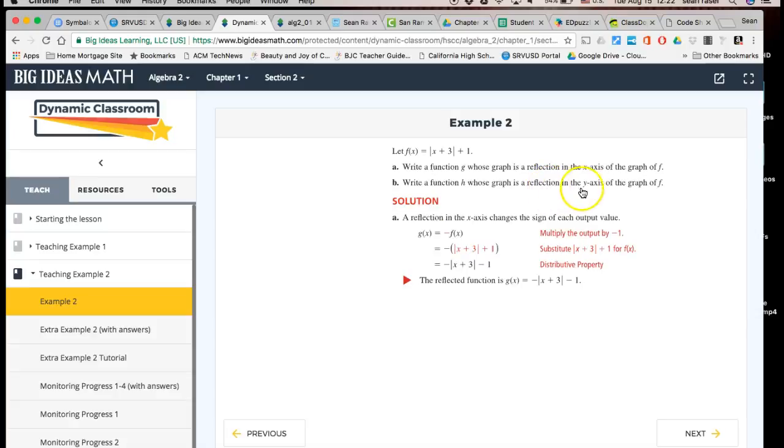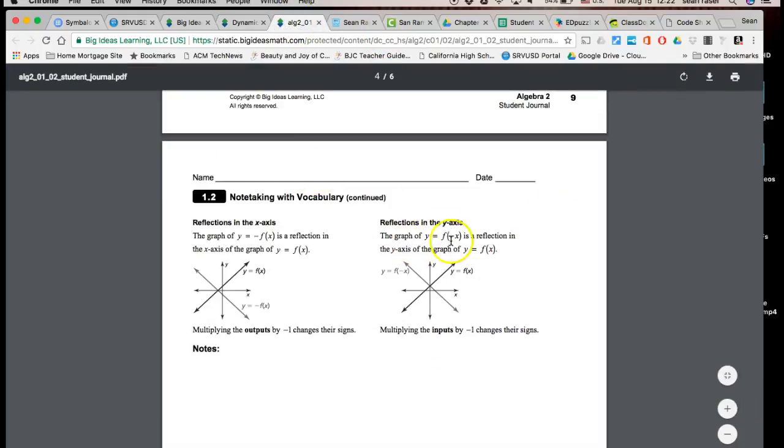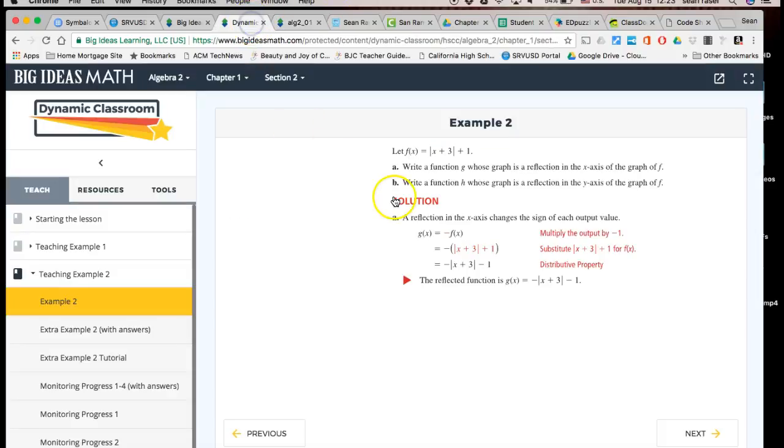Now, let's look at a y-axis reflection. Again, let's look at our rules right here. We want to just make our input negative. So remember, if we look back at our other example, that means we're just going to take the x values in our function and make them negative. So let's look at how we do that.